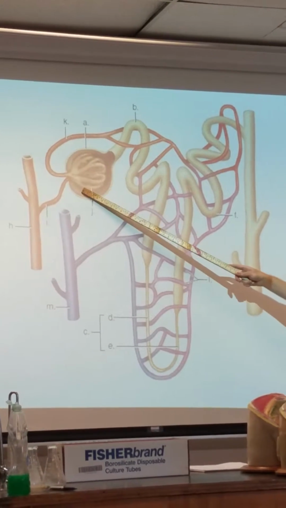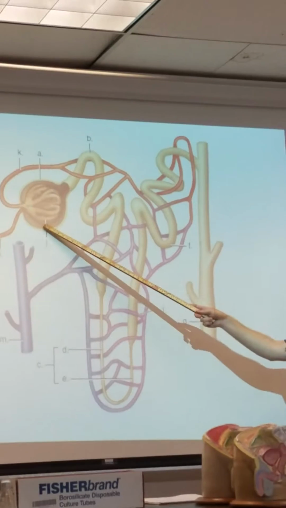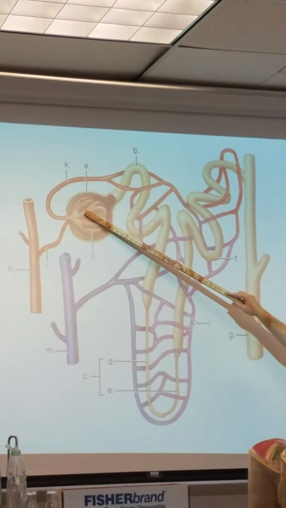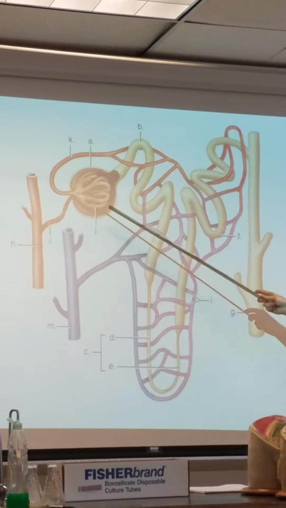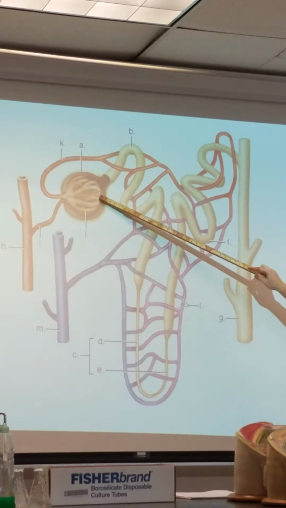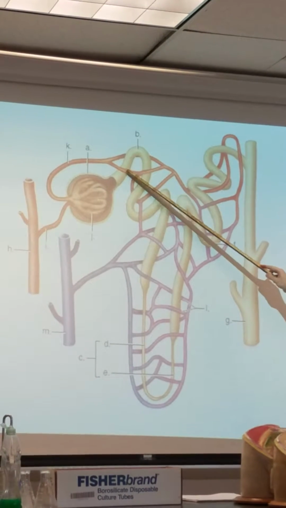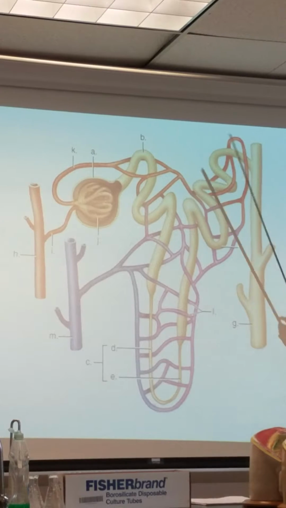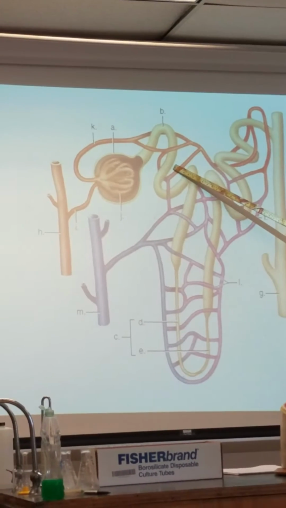So this is the glomerulus here, and then the space that surrounds it, that's the Bowman's capsule. So anything that's filtered out of the glomerulus ends up in this Bowman's capsule space. All right, and then the filtrate just continues along the nephron. So it goes through the Bowman's capsule, and then this first segment right here is the proximal convoluted tubule. All right, so that's letter B. And then remember, that's where reabsorption of nutrients happens.